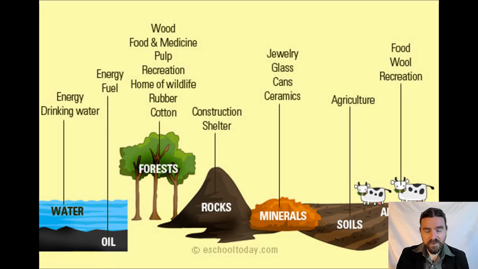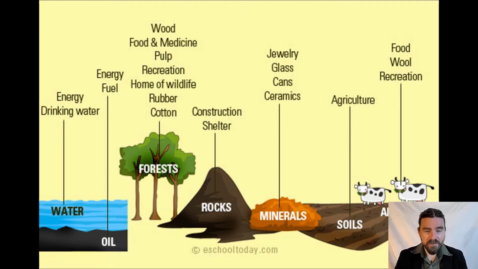Here's a cool little diagram showing what different resources that we use and what they're used for. So water we use for energy. We can create electricity from water through hydroelectric plants where we have turbines running from water flowing through them. Oil, which is buried deep underground, that's turned into petrol for your cars. Oil is also what's used to make all the plastic. Have a look around the room you're in and think about where you'd be without plastic. Almost everything is plastic these days.